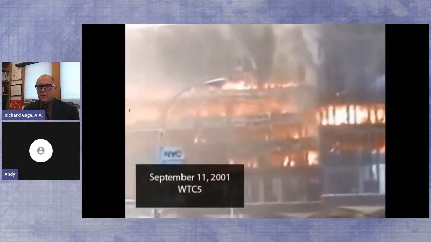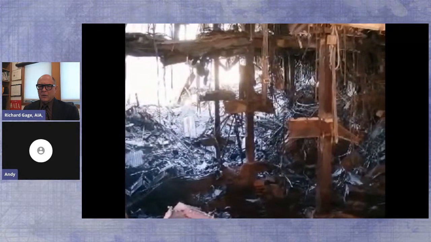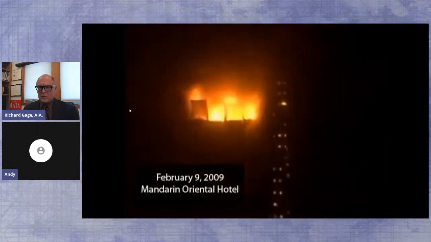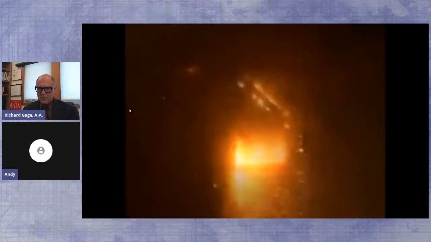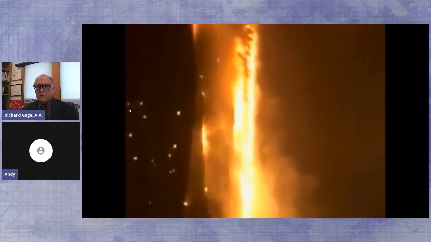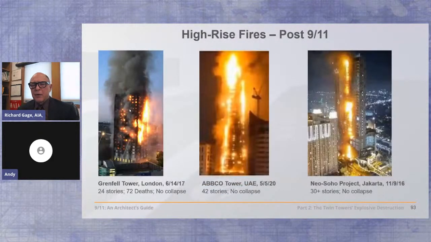It did not collapse. On 9/11 itself, 5 World Trade Center, a 9-story building east of the North Tower, was engulfed in flames after sustaining heavy damage from falling debris. A number of partial collapses occurred, but the overall structure remained standing. February 9, 2009, the Mandarin Oriental Hotel in Beijing was completely engulfed in flames for more than 3 hours during the Lunar New Year celebrations. The fire affected all 44 floors, igniting fireworks as it burned. 1 firefighter died fighting it. It did not collapse.